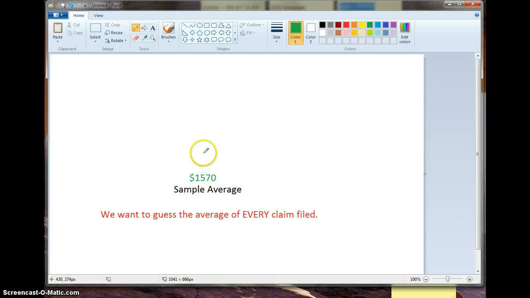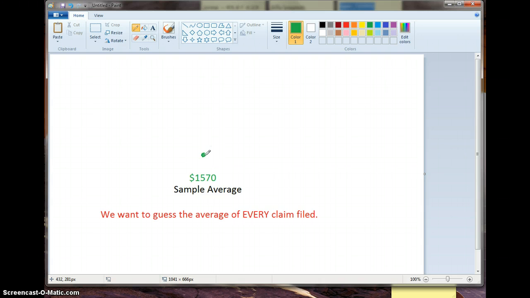Based off our sample, we would guess the average for every claim is around 1,570. But it's not going to exactly be that. Our sample is not going to be perfect. So we're going to try to guess the interval where the real average is somewhere within this interval.